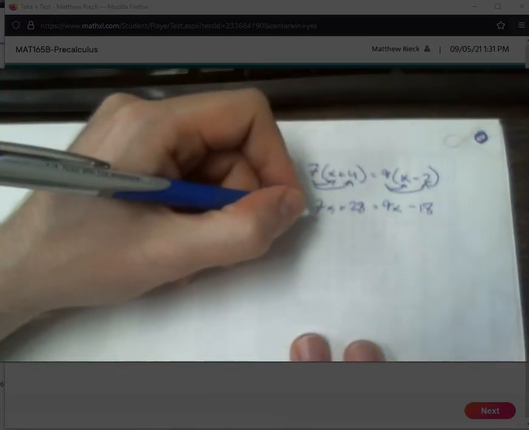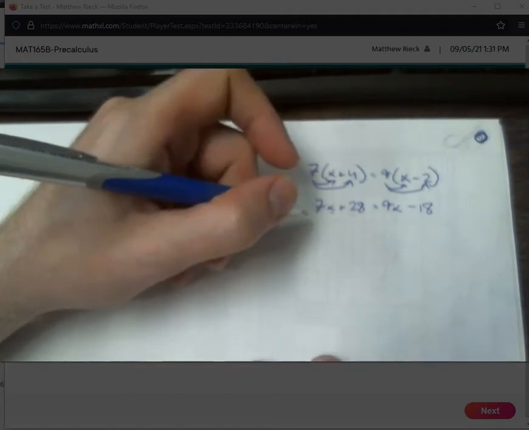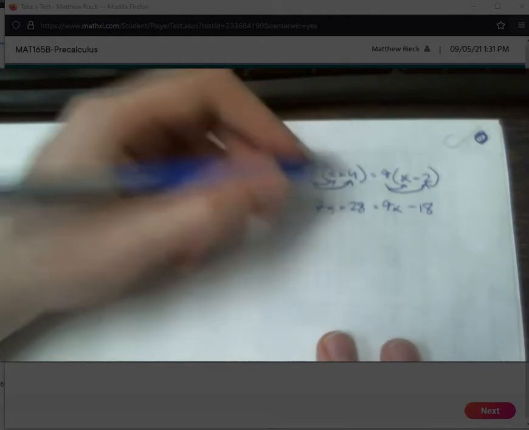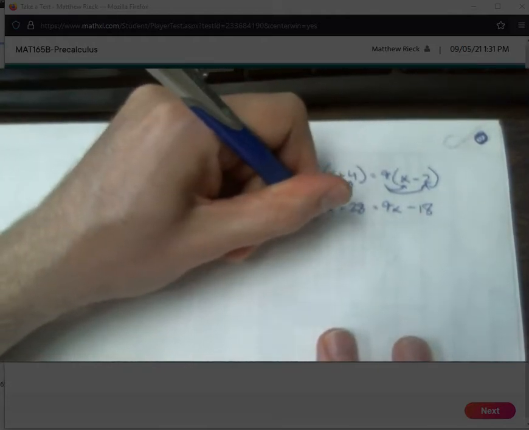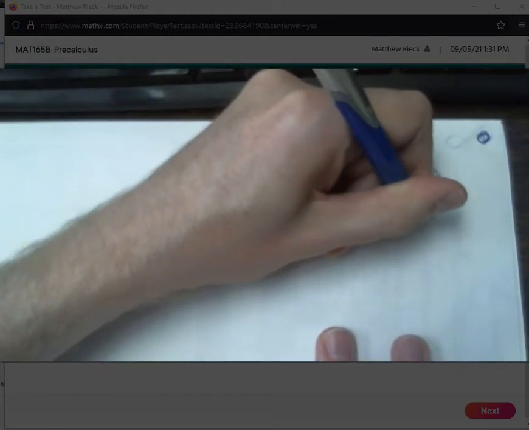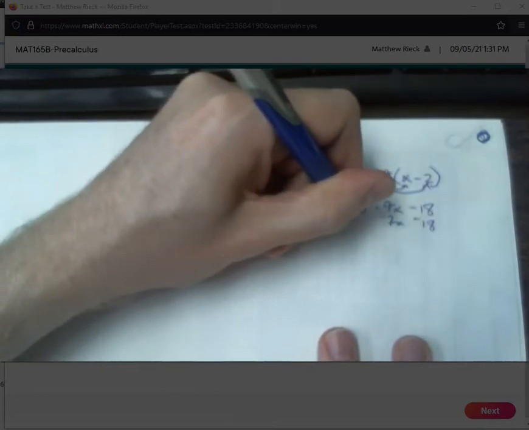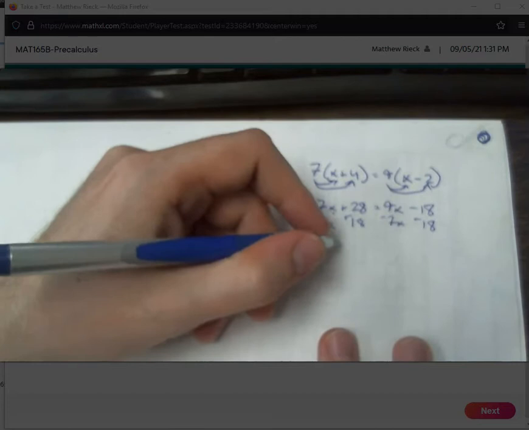All right, and then we want to get everything involving our variable on one side of the equal sign and everything else over on the other side. I like dealing with positive coefficients for my variable, so I'm going to go ahead and subtract the 7x from each side. I'm also going to add 18 to move the 18 over to the left-hand side.